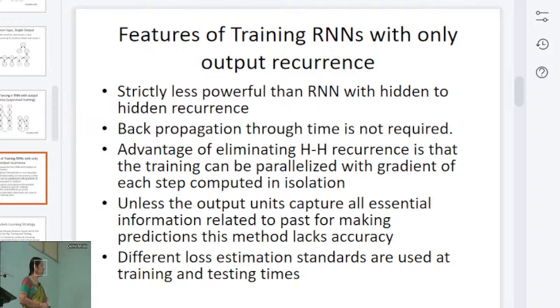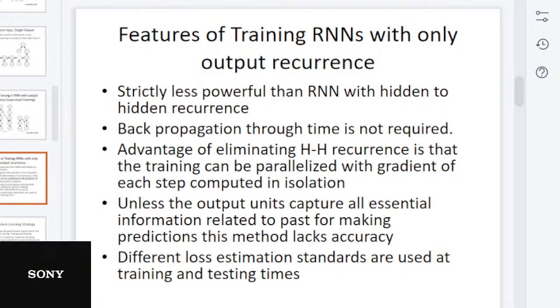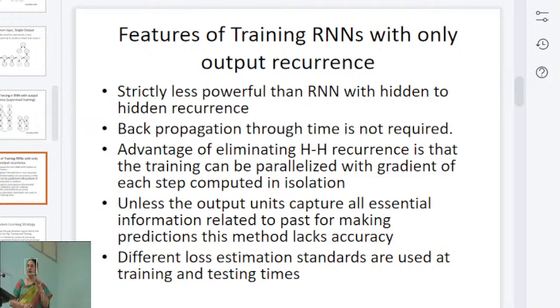So, unless the output units capture all essential information related to the past for making predictions, this method lacks accuracy, because the output's purpose is to make proper predictions, whereas the purpose of the state or the hidden unit is to capture all the essential information that was read till then. That is important. The state information is more holistic compared to the generated output or observed output. Okay? So, that is why there will be loss in the information that was provided for the hidden state. Also, different loss estimation standards are used at training and testing time. So, here you are using one specific output and here another specific output during test time and training time.